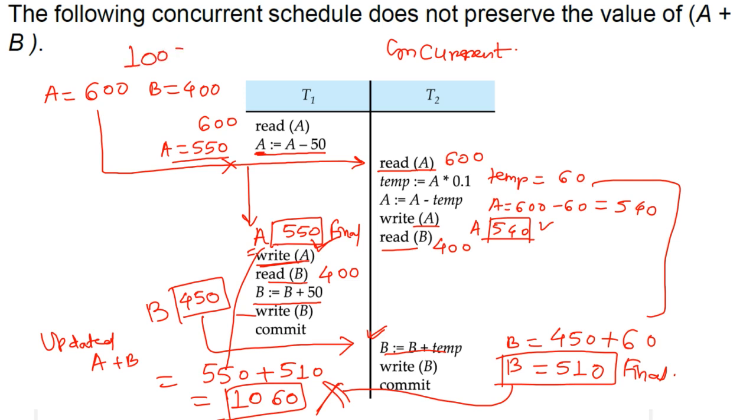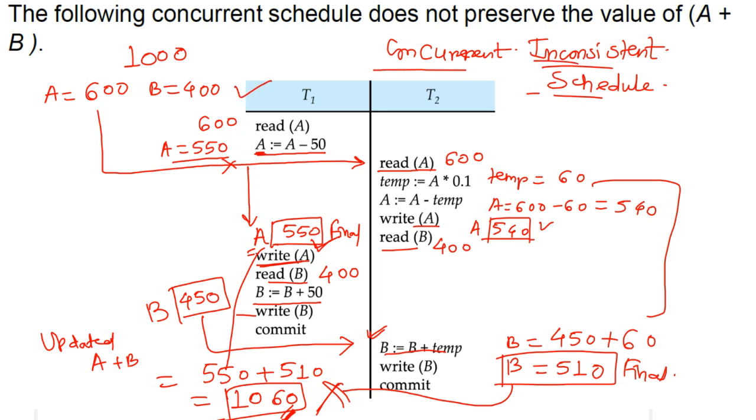The addition was 1000. Okay, so this schedule is giving you a different value, that is 1060, which is not preserving consistency. So this is a concurrent inconsistent schedule. Such a schedule is called a concurrent inconsistent schedule. So a schedule which is not preserving the addition of variable values before and after the transactions is called an inconsistent schedule, and this schedule was concurrent, so it is a concurrent inconsistent schedule.